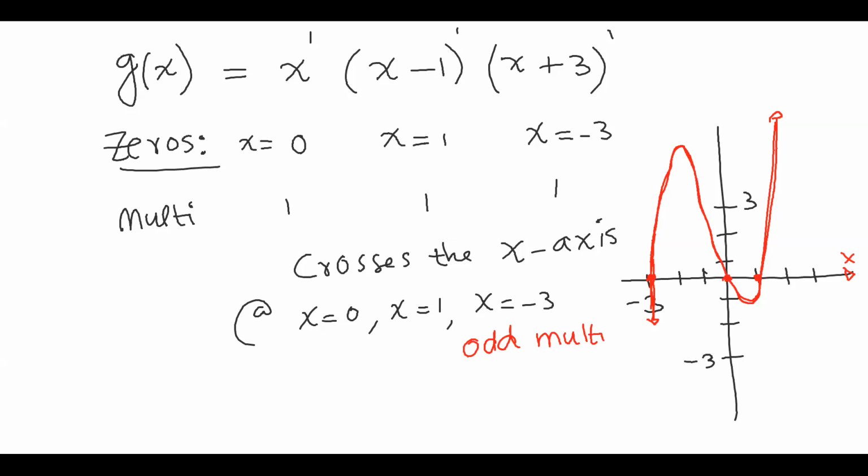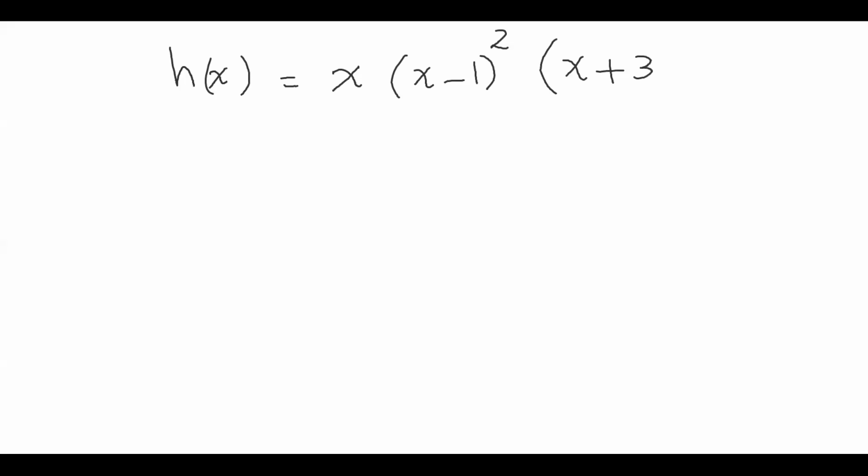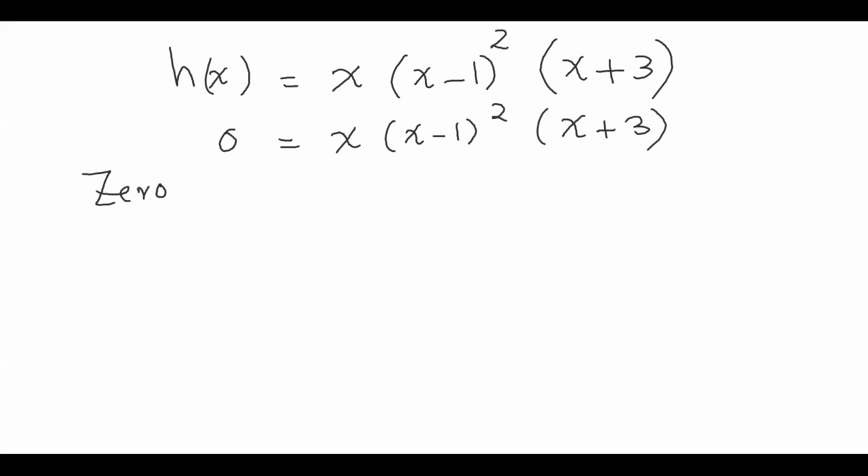So I'll show you the next example with even multiplicity as well. I have the next function. It is the same function with even multiplicity. So let's put it equal to 0, because I have to find the zeros. And let's write the zeros and their multiplicities.